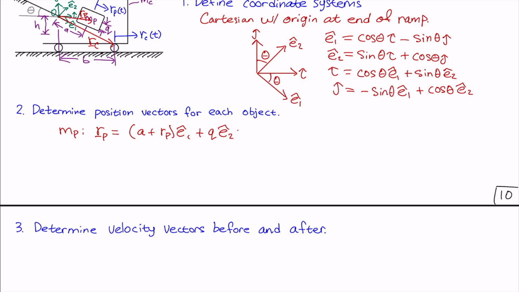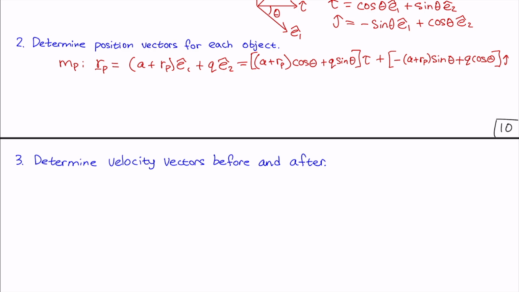Okay, so we're going to now expand this into I and J coordinates. So we're going to get here in our I direction, we're going to need a square bracket A plus RP cosine theta plus Q sine theta, all of that in the I direction, plus in our j direction, we're going to have here minus A plus RP sine theta, and then we should have plus Q cosine theta, all of that in the j direction, and that is for our package.